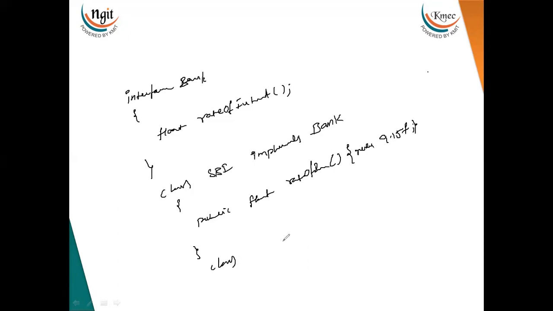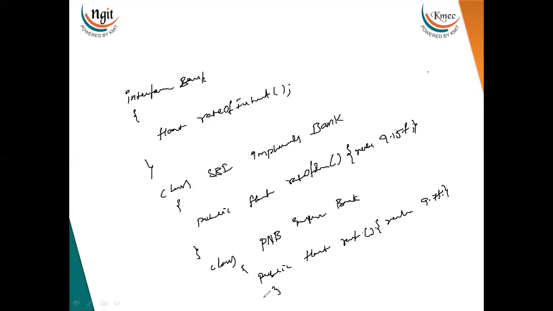So take the class name Punjab National Bank. It is also implementing this Bank interface. Now I'm providing the body for the abstract method, public float rateOfInterest, then return how much rate of interest for Punjab National Bank. So it has its own, 9.7 something like that, right? Then I'm closing this class as well.